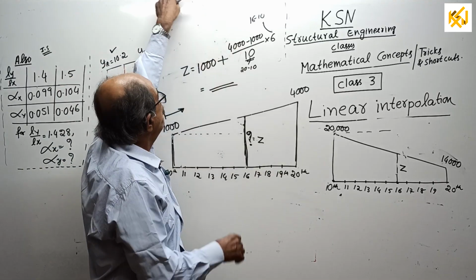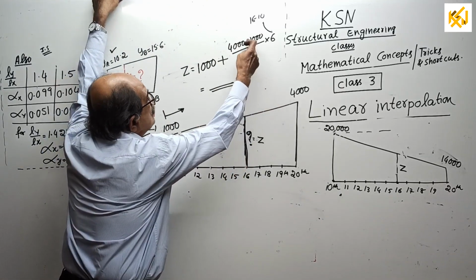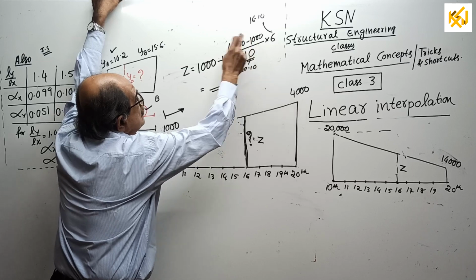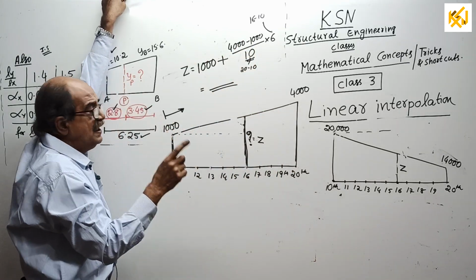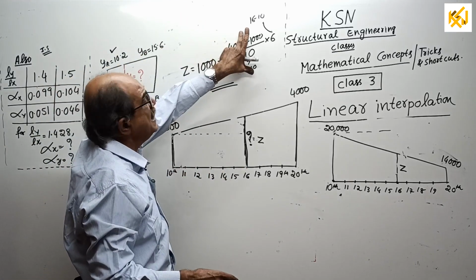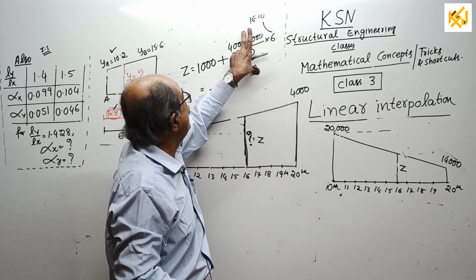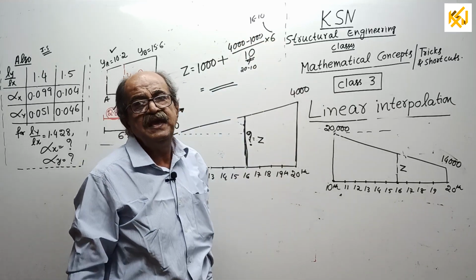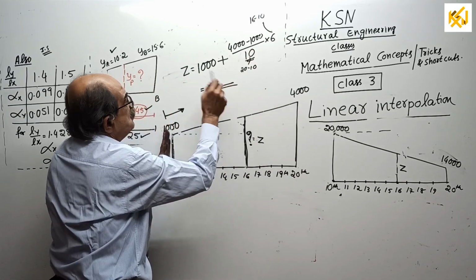Then multiplied by, from here to here, what we want. 4000 minus 1000 is the total change. Divide by 10 is the change for 1 day. But we want the change for 6 days. Here change means increase for 1 day. Multiply by 6, you get the increase for 6 days. So to this value you add that, you get the answer.